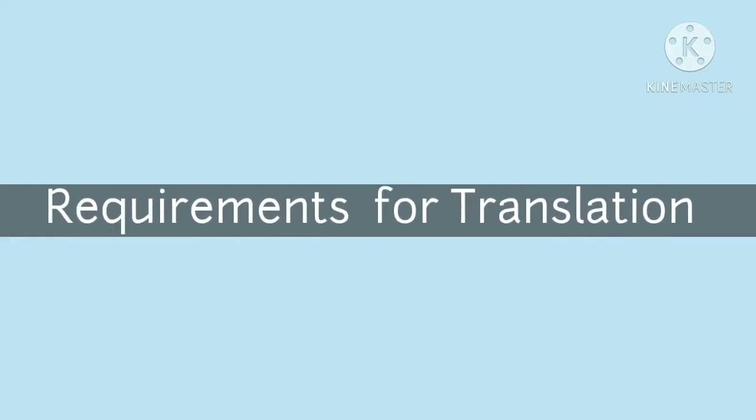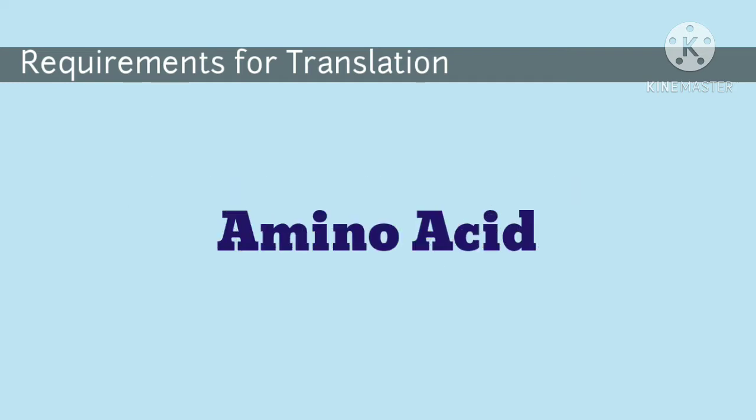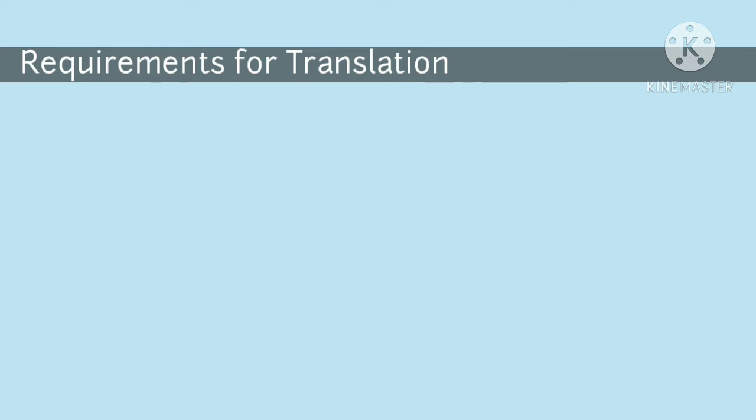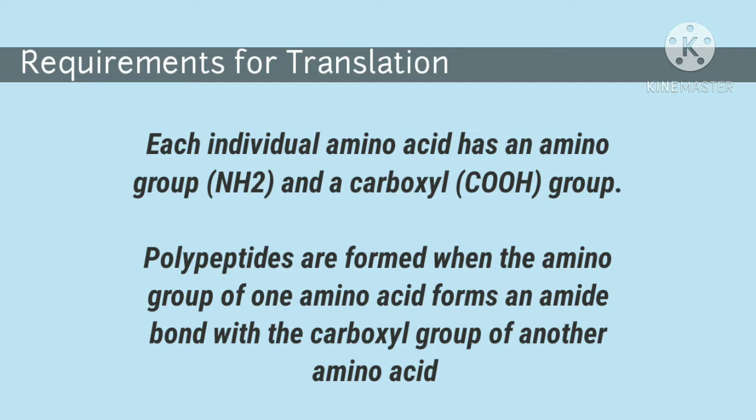Requirements for translation. The process of translation, or protein synthesis, involves the decoding of an mRNA message into a polypeptide product. Amino acids are covalently strung together by interlinking peptide bonds. Each individual amino acid has an amino group and a carboxyl group. Polypeptides are formed when the amino group of one amino acid forms an amide bond with the carboxyl group of another amino acid. This reaction is catalyzed by ribosomes and generates one water molecule.